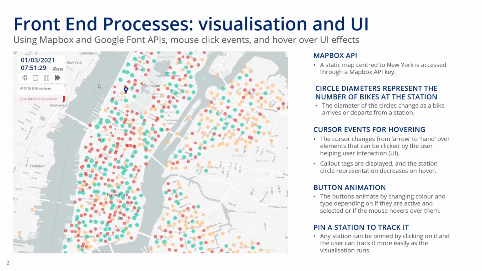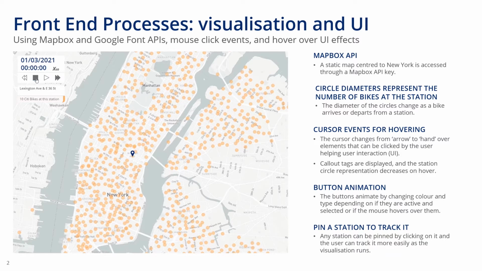To improve the responsiveness of the program to user interaction, the cursor changes from an arrow to a hand when it's hovering over objects that can be clicked. Callout tags are also displayed next to a station, and the diameter decreases slightly when the mouse hovers over. The buttons animate by changing colour depending on if they are active and selected or if the mouse is just hovering over them. Finally, the user is able to pin a station to track it by clicking on it. This makes a new window appear under the animation control box.